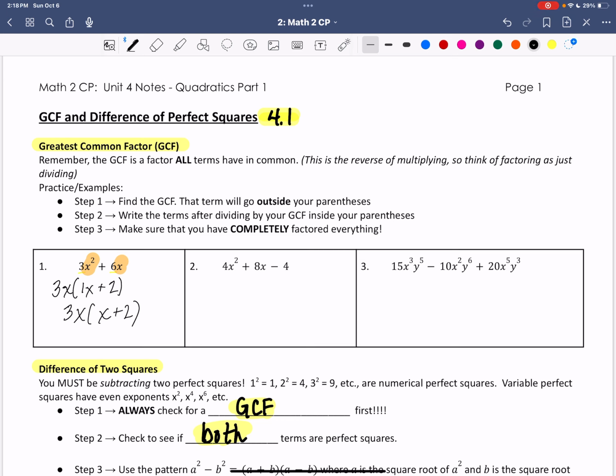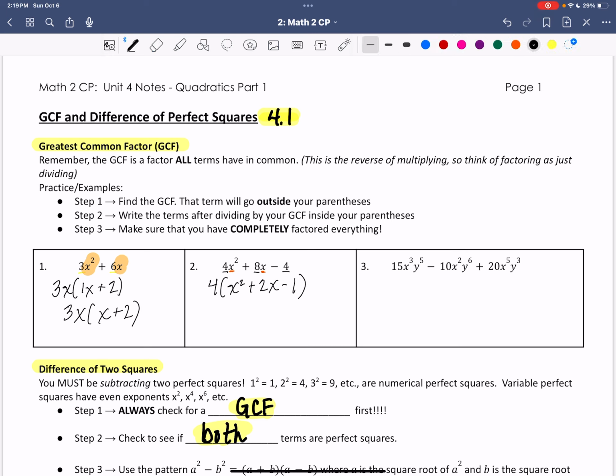All right, so let's look at number 2. For number 2, we're going to look at just the numbers. We have 4, 8, and -4. They all have 4 in common. Now let's look at the variables. I have an x squared here and an x here, but I don't have an x here, so we can't use x. So now divide everything by 4, and you're going to have x squared plus 2x minus 2. Or excuse me, minus 1. Sorry. All right, and then that's it.